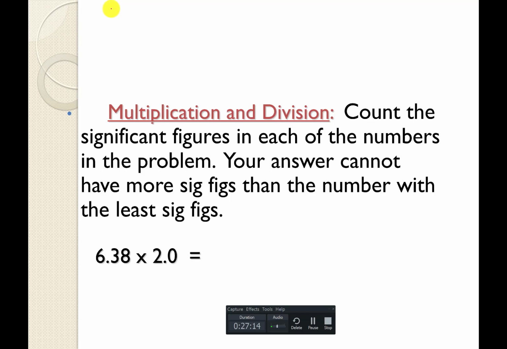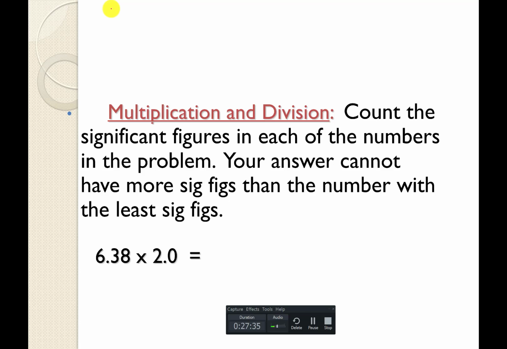Okay, so you need to keep these 2 rules separate because you apply them completely differently. First of all, multiplication and division. Here's what you do. You count the significant figures in each of the numbers in the problem. Your answer cannot have more significant figures than a number with the least significant figures. Okay, let me interpret that.